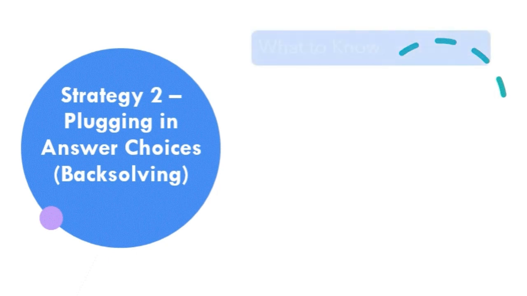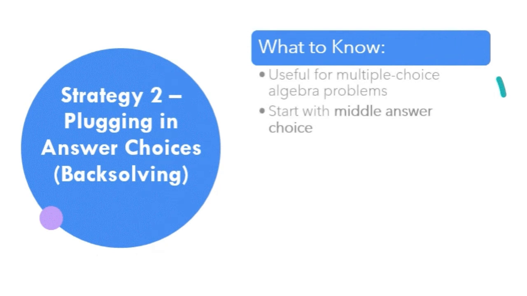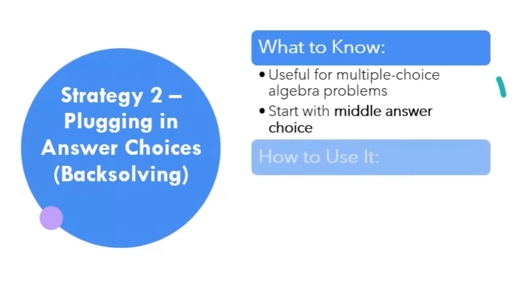Strategy 2. Plugging in answer choices. Backsolving. What's the trick? Sometimes, solving for x is too much work. So why not just test the answers instead? Since ACT math questions are multiple choice, we can take a shortcut by working backwards.